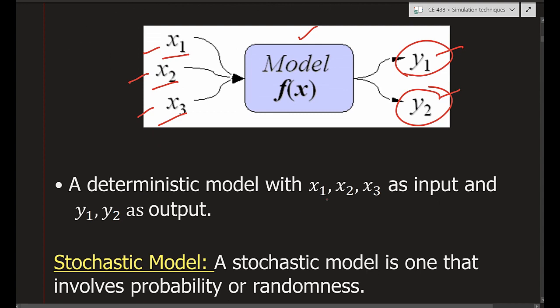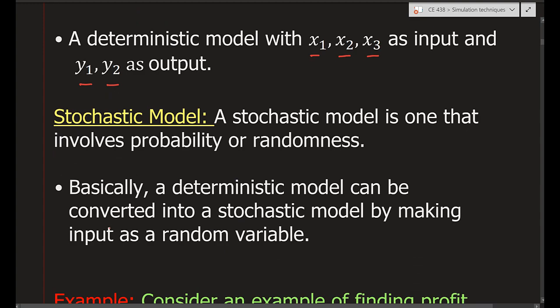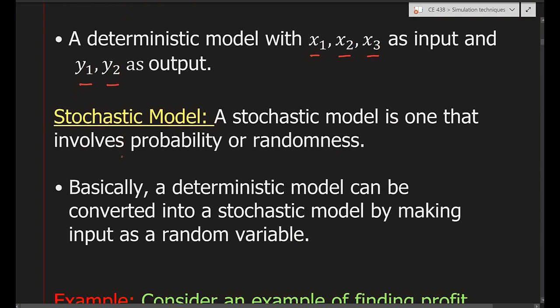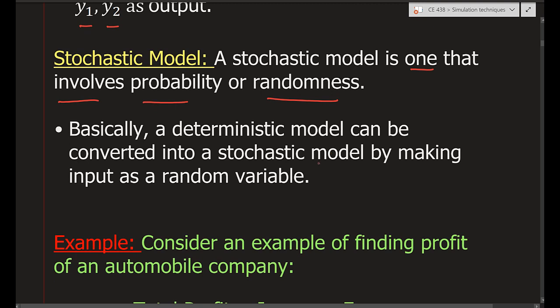So in this case we have a deterministic model with x1, x2, x3 as input and y1, y2 as output. Now next comes the stochastic model. In a deterministic model, if I make the input a random variable, then my model becomes a stochastic model. A stochastic model is one that involves probability or randomness. My input is a random variable and the output is also a random variable. So this kind of model is called a stochastic model. Basically, a deterministic model can be converted into a stochastic model by making the input a random variable. Once you make the input a random variable, your output also becomes a random variable.